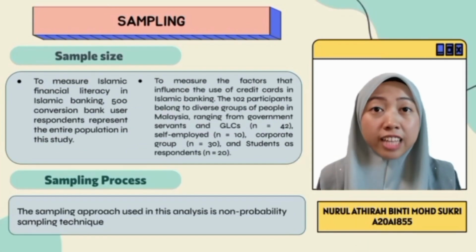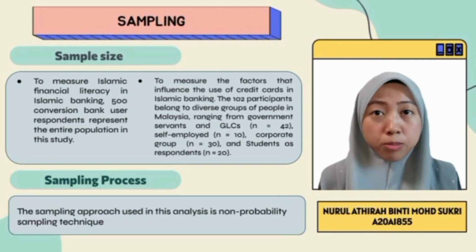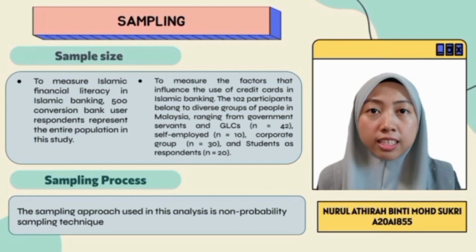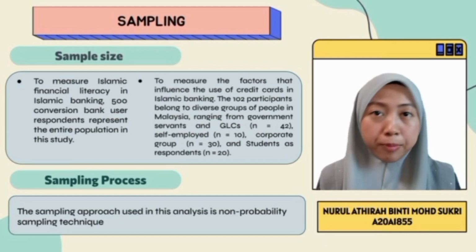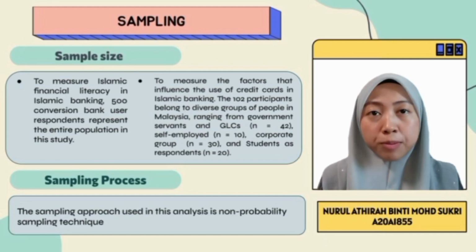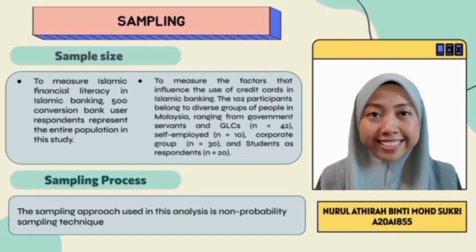For the sample size to measure Islamic financial literacy in Islamic banking, 500 conventional bank user respondents represent the entire population in the study. Meanwhile, to measure the factors that influence the use of credit card in Islamic banking, 102 participants belong to diverse groups of people in Malaysia. Next, for the sampling process, this study used a non-probability sampling technique, the judgmental sampling method, to obtain the data needed.